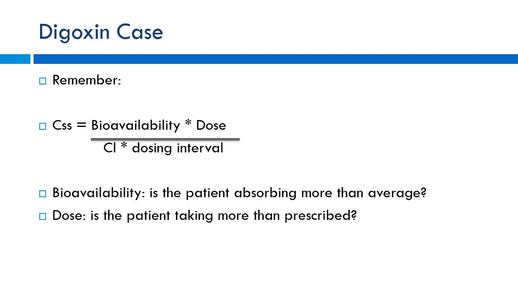So the question with bioavailability: is she absorbing more than she's supposed to? Probably not. Probably she has pretty average absorption of the drug. I wouldn't imagine that. However, what if she was taking more than prescribed? Maybe she's absorbing more because she's taking more, right? That could definitely be one reason why the patient is getting too much in her system.